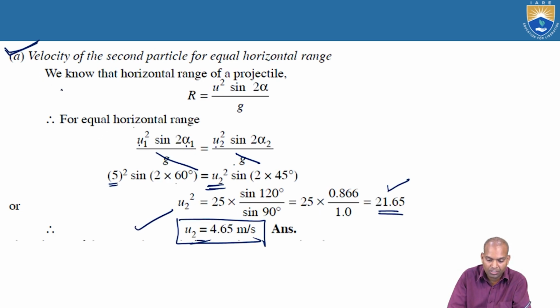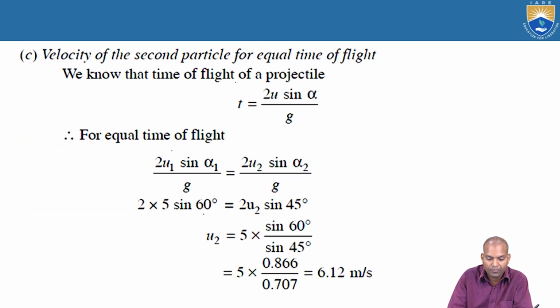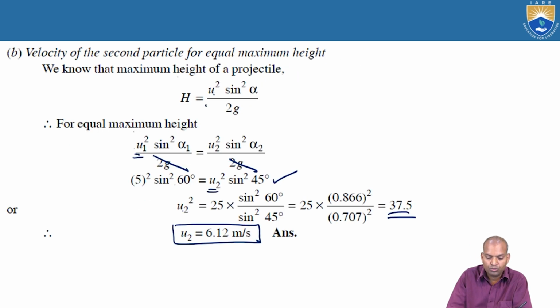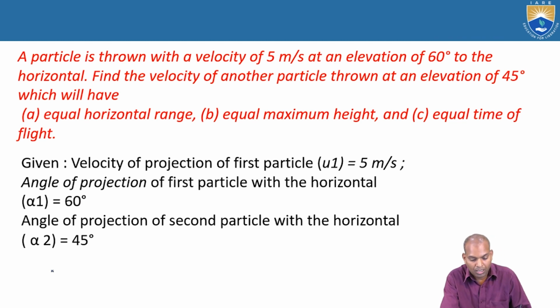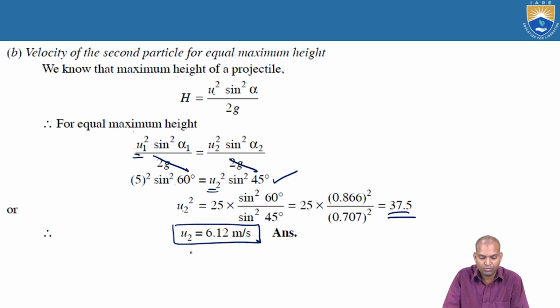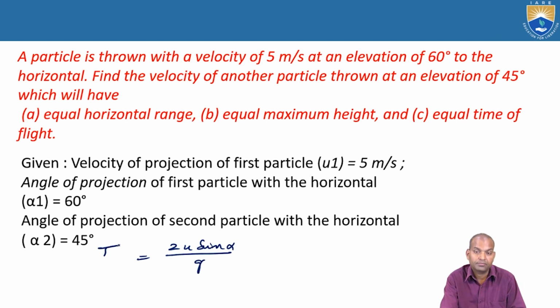Now going back for the third: equal time of flight. What is the time of flight? 2u sine alpha by g. We have to equate 2u times sine alpha by g. Okay, we are going to see it here: 2u times sine alpha by g, that is the time of flight.